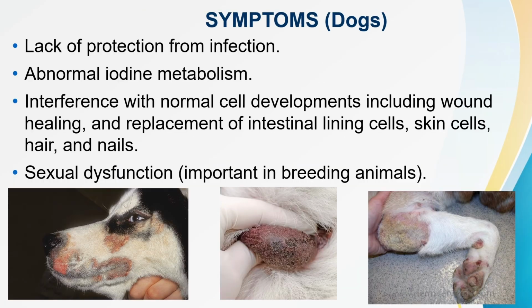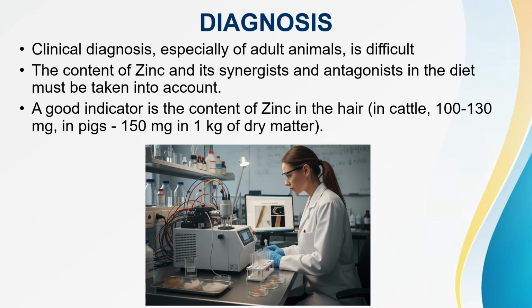Symptoms in dogs are as follows: lack of protection from infection. Abnormal iodine metabolism. Interference with normal cell development, including wound healing and replacement of intestinal lining cells, skin cells, hair, and nails. Sexual dysfunction, important in breeding animals. Clinical diagnosis, especially of adult animals, is difficult.